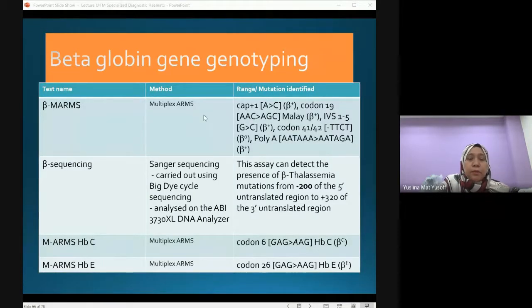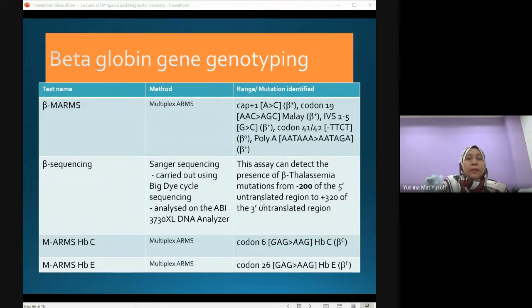This is for beta globin gene genotyping. Mainly, we use ARMS, multiplex ARMS PCR to detect these common mutations in our population. If we cannot find, then we will do beta sequencing.